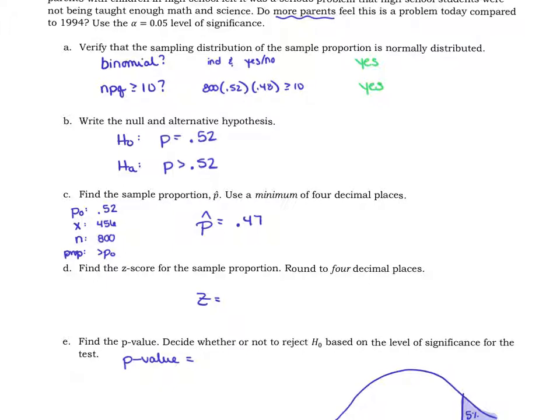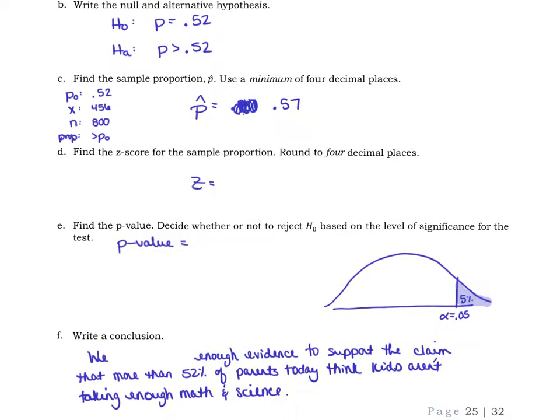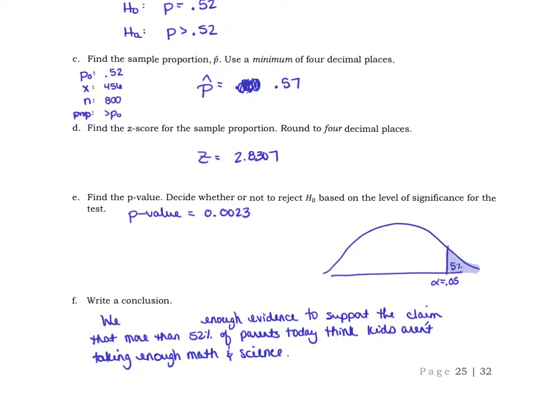0.57, my mistake, 0.57. All right. The z-score, again, pulling that off of the calculator, is 2.8307. And the p-value is 0.0023. Now again, I've drawn our picture.